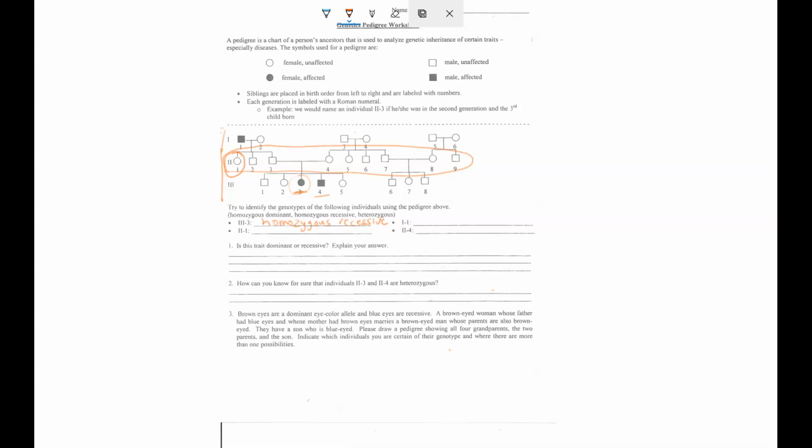Okay. The second one, Roman numeral 2-1, over here, it is an offspring of this couple over here. If the male parent is affected, we know that he must be passing his allele to all of his children, because he has to be homozygous recessive.